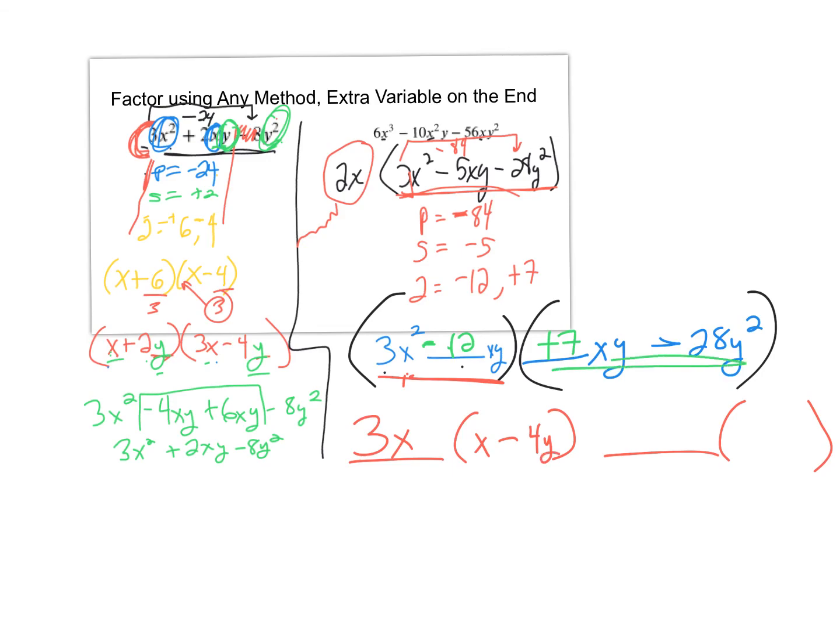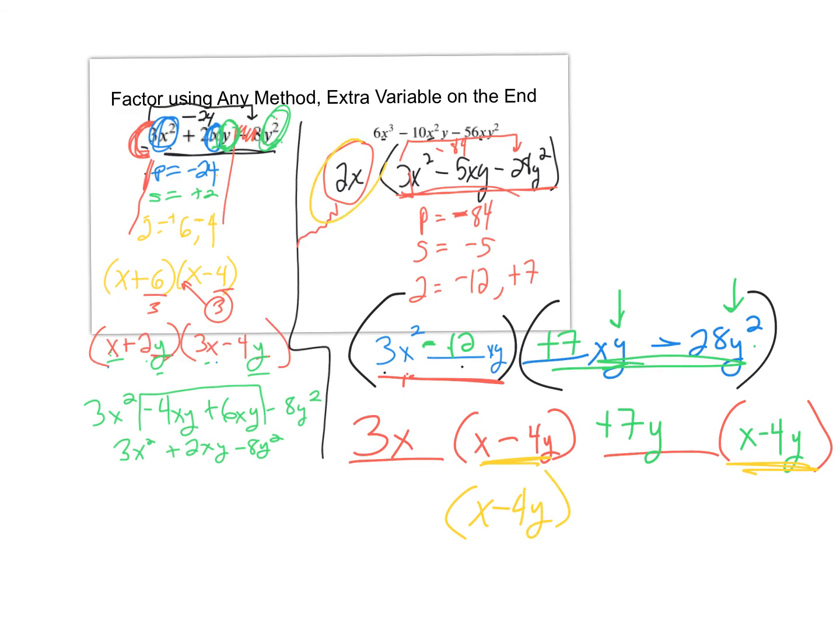Now the second parenthesis, 7 and negative 28, I can take out a positive 7. xy and y squared, well, I can go after the y's here and kick out the y. That'll leave me 7xy divided by 7y is just x. Negative 28y squared divided by 7y. Well, negative 28 divided by 7 is negative 4. Y squared divided by y is just y. So now, do these match? Yes, they do. So, x minus 4y.